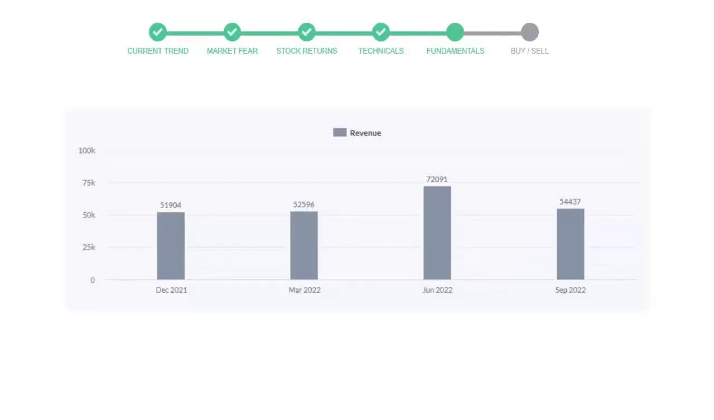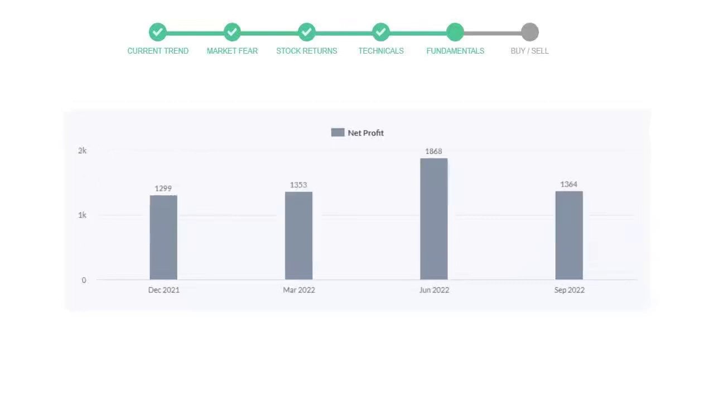Let's look at fundamental analysis. We will mainly see the last two quarters of the company. In June 22, the revenue was $72,091 million. In the recent quarter, September 22, it declined to $54,437 million.